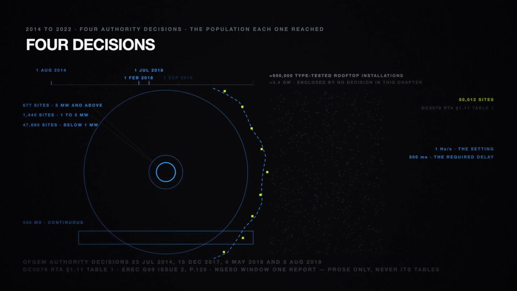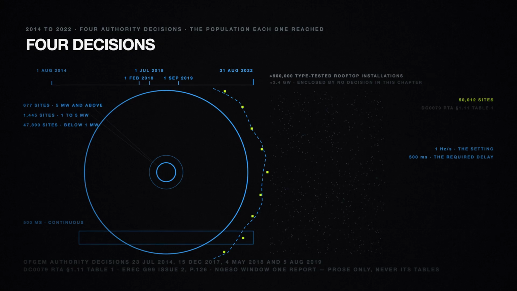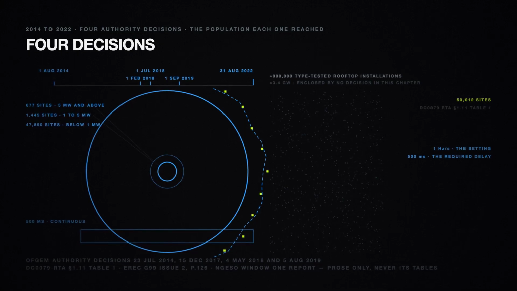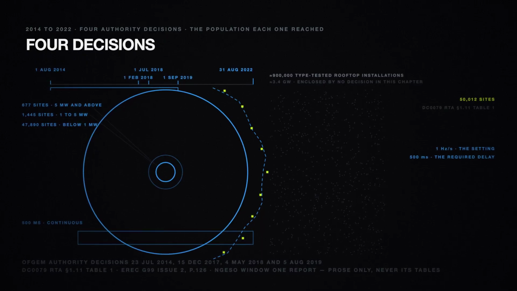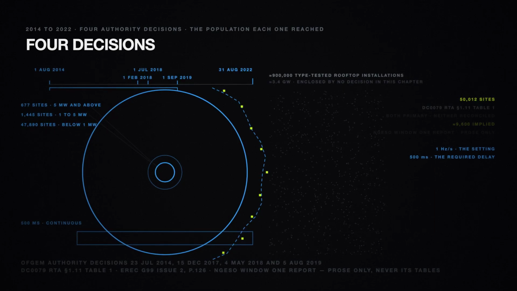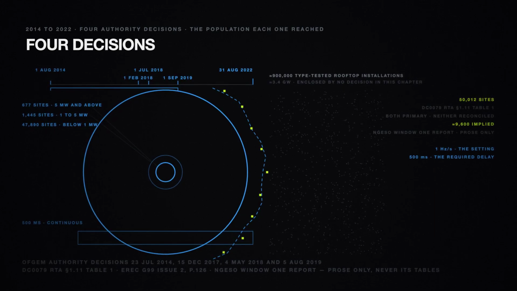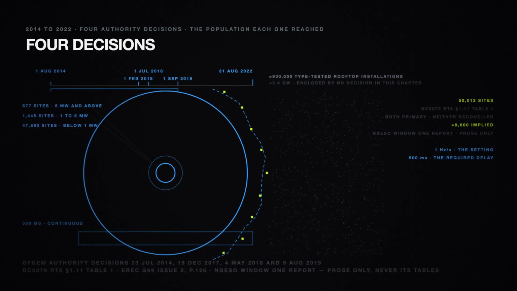The fourth, in force from the 1st of September 2019, was retrospective, all existing plant complying by the 31st of August 2022, 5 years from the first decision to the one that reached the other 47,000. The work group wrote down its own problem. Most of them have little or zero interaction with network licensees or regulators. The scope does not close either. A second primary document implies about 9,600 sites in scope, not 50,000. Both are primary, neither is reconciled.